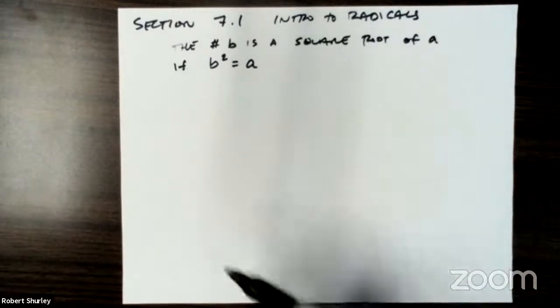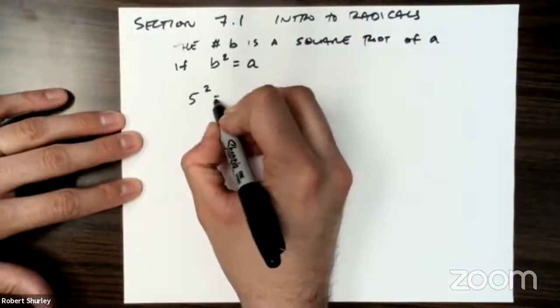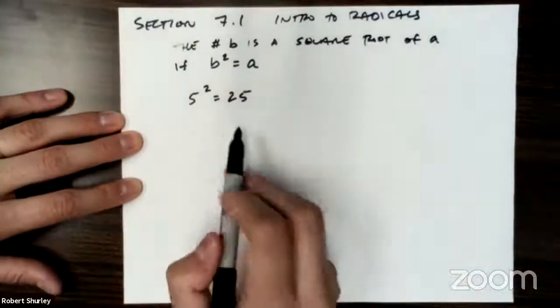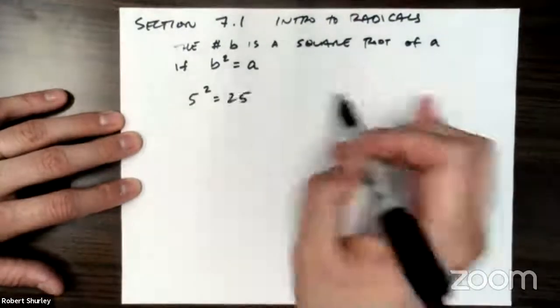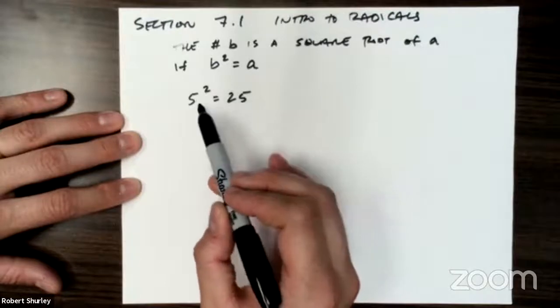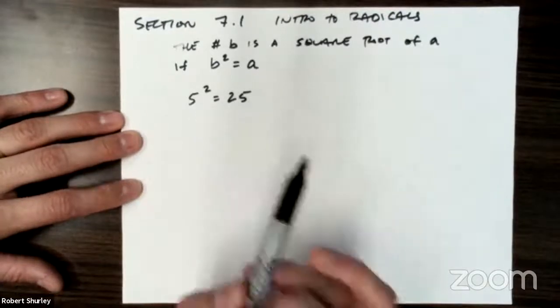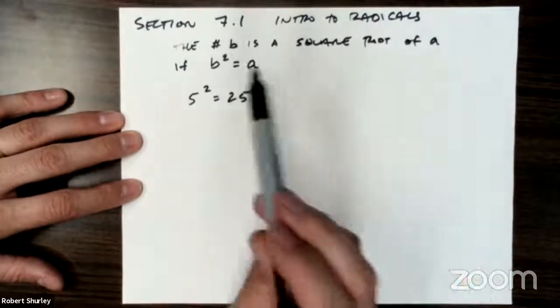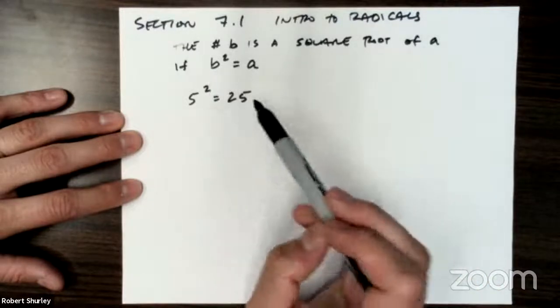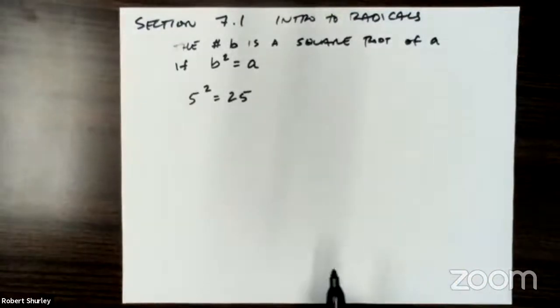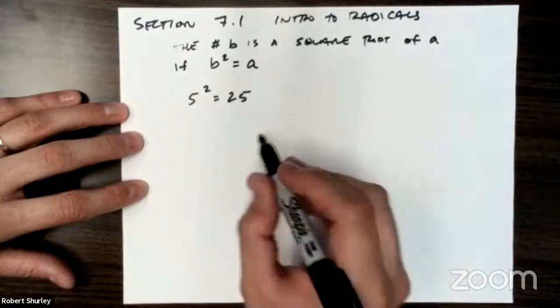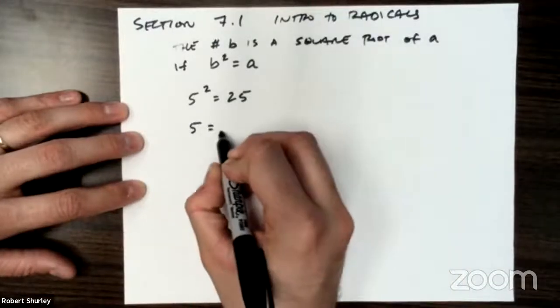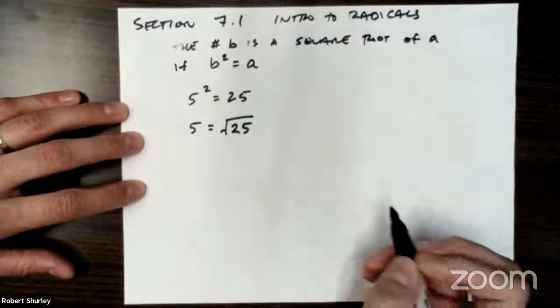So if we looked at something really basic like 5 squared, right? 5 squared equals 25. So therefore the square root of 25 is of course 5, right? That's what this is saying. So we've got b squared equals a. So b is the 5 and a is the 25. 5 is a square root of 25 if 5 squared equals 25, which is true. And we use this radical sign. So let's go over that in a second. The other way we can write this equation is that 5 equals the square root of 25.